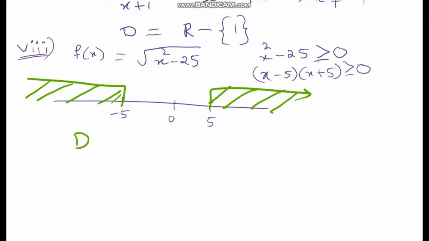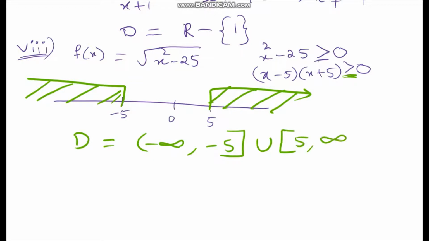The domain is now minus infinity to minus 5. This can be a closed interval because the values can be equal to 0, so it can even equal minus 5, union 5 to infinity. This is my domain.